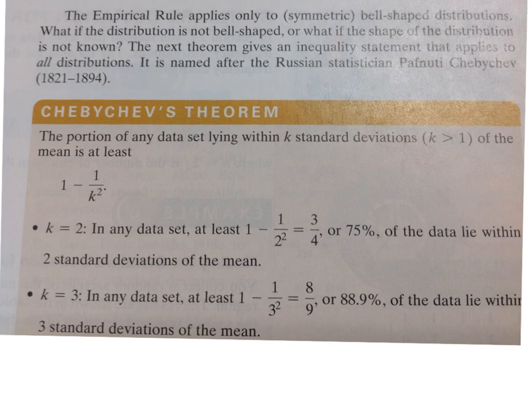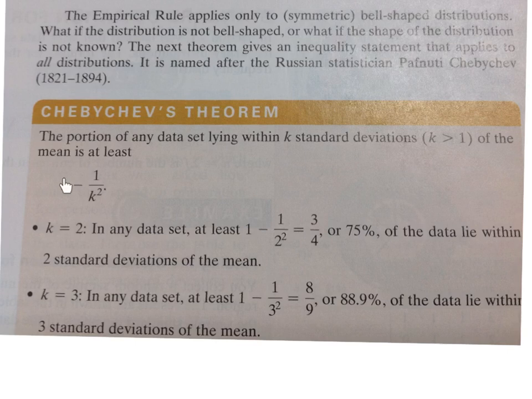So, I noticed your question about Chebychev's theorem. I guess the empirical rule applies only to symmetric bell-shaped distributions. Well, what if it's not bell-shaped? What if the shape of the distribution is not known? The next theorem gives an inequality statement that applies to all distributions. It's named after a Russian statistician, Chebychev, born back in the 1800s.